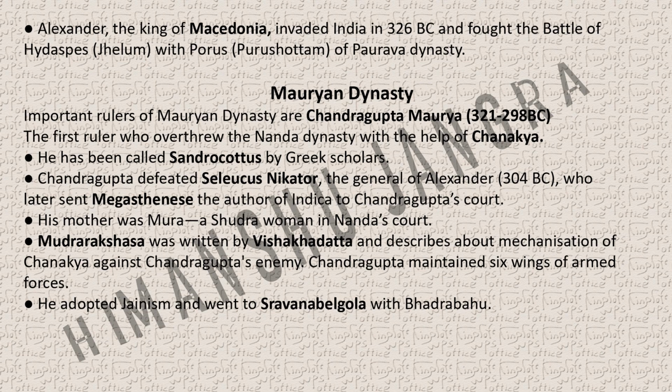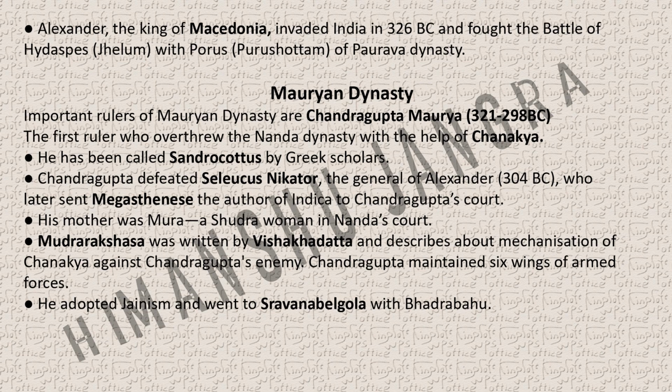Important rulers of the Mauryan dynasty: Chandragupta Maurya, 321-298 BC, the first ruler, who overthrew the Nanda dynasty with the help of Chanakya. He has been called Sandrakottus by Greek scholars. Chandragupta defeated Seleucus Nicator, the general of Alexander, in 304 BC, who later sent Megasthenes, the author of Indica, to Chandragupta's court. His mother was Mura, a Shudra woman in Nanda's court.